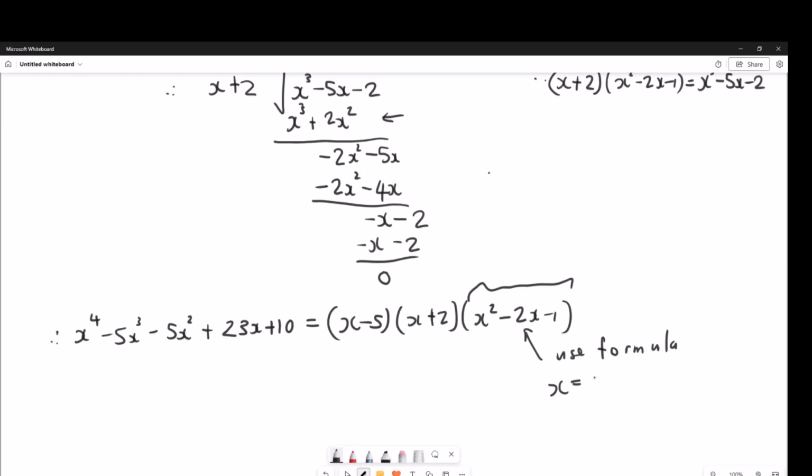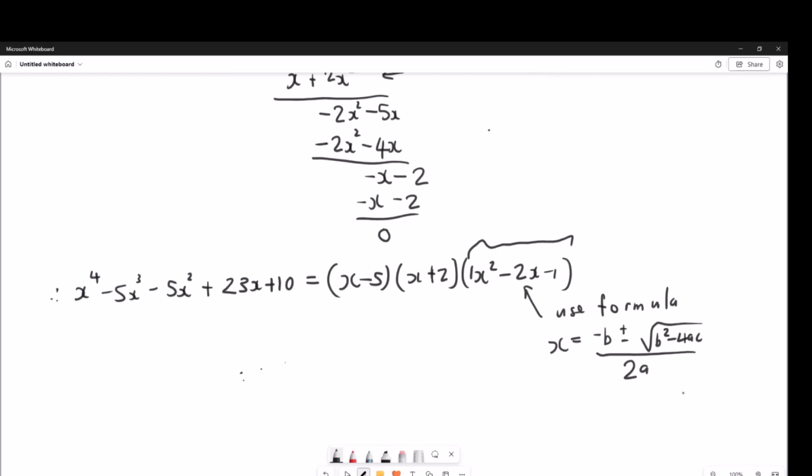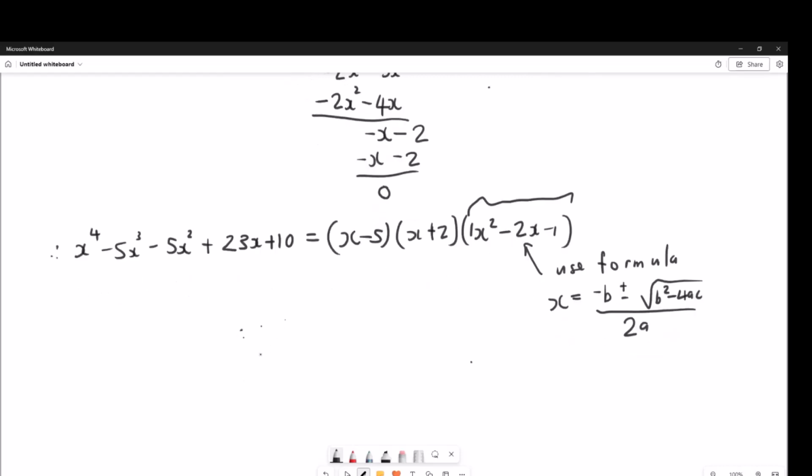So x equal to minus b plus or minus the square root of b squared minus 4ac over 2a. Now you identify your a and your b. Your a is 1, your b is minus 2, and your c is minus 1. And then, of course, you guys will verify if you get those same irrational zeros. So we are interested in the totality of zeros.